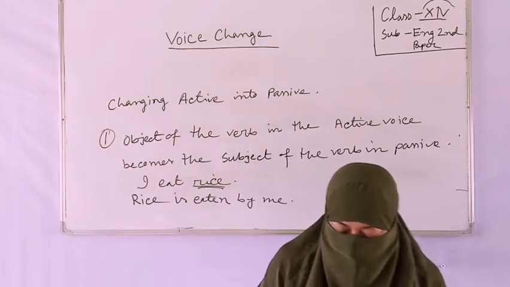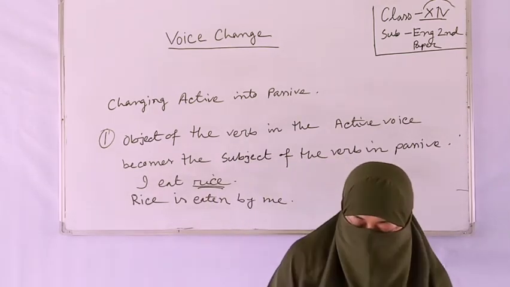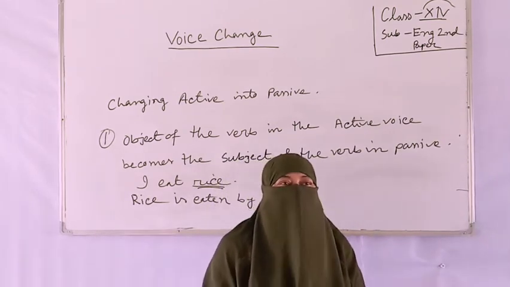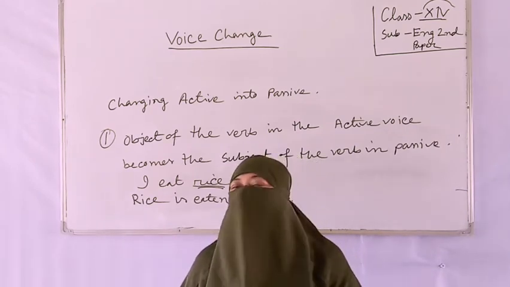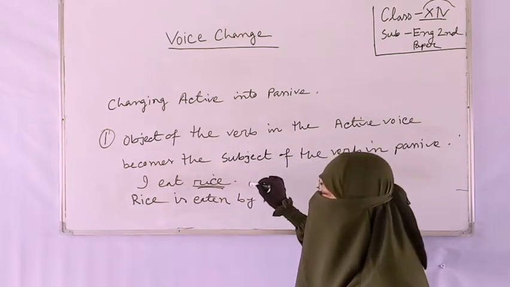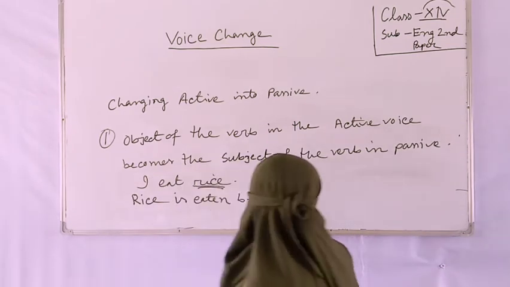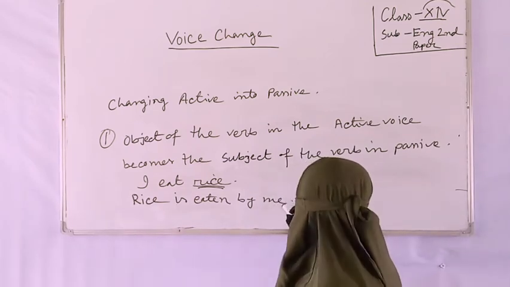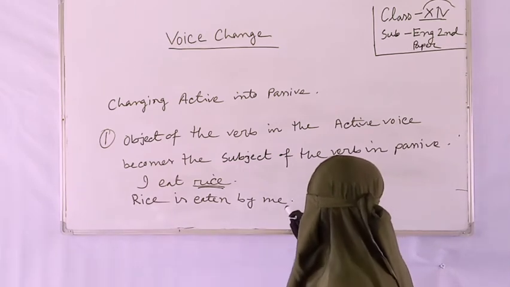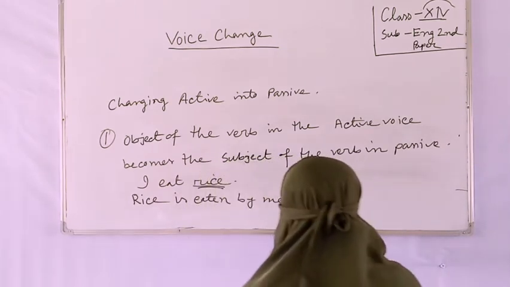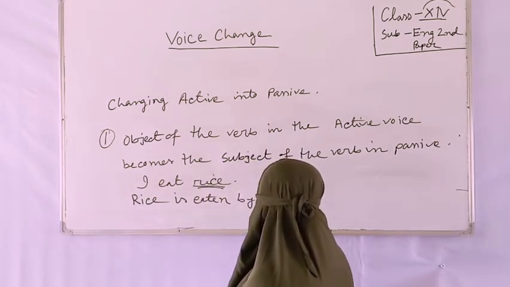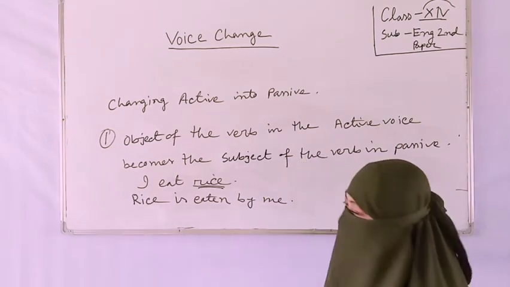Then rule number 2, the subject of the verb in the active voice becomes the object in the passive voice, generally preceded by the preposition by. Look, this subject I becomes object me, and I have mentioned in my rule that it should be preceded by a preposition by. Look, we have used by before me.